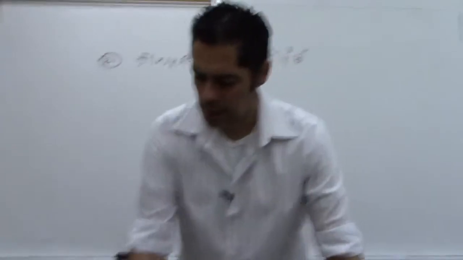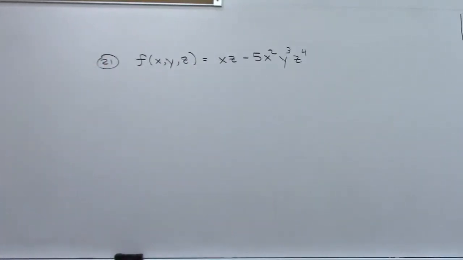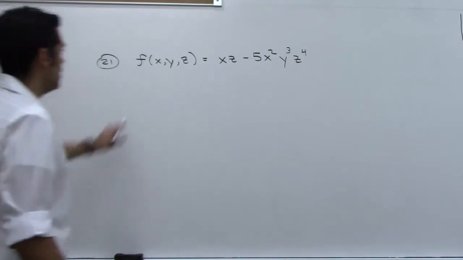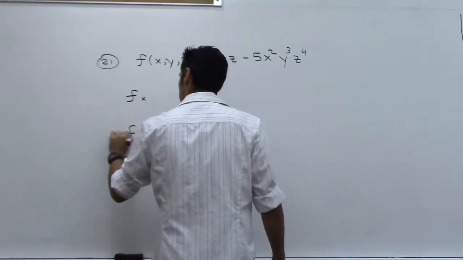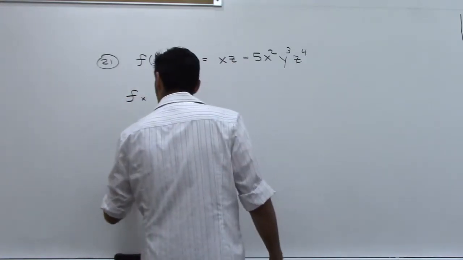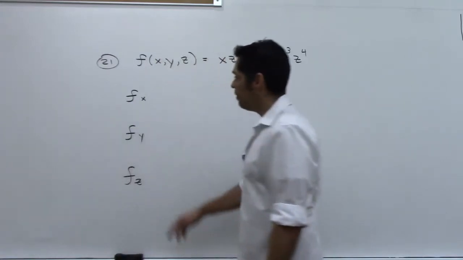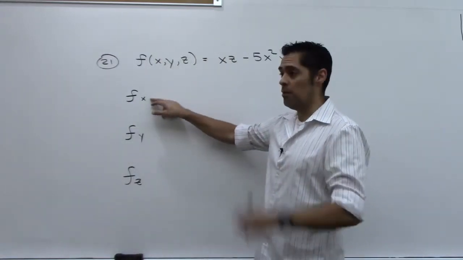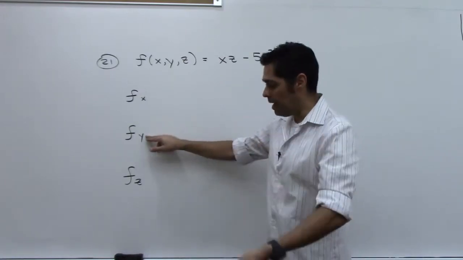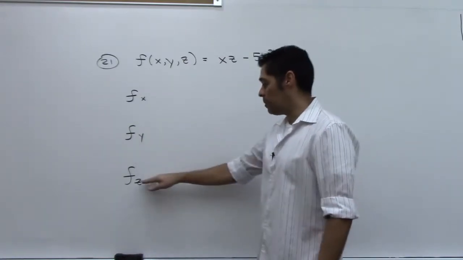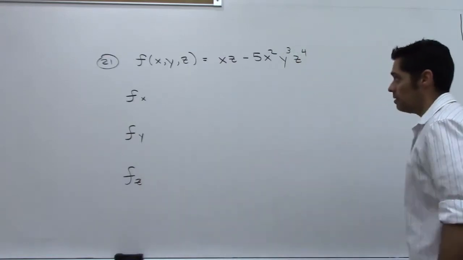So first of all, what are the possible partial derivatives? What are the things that we can find? Well, since there's 3 variables now, we can find the partial with respect to x, partial with respect to y, and the partial with respect to z. If we find the partial with respect to x, we treat y and z like constants. Partial with respect to y, we treat x and z like constants. Partial with respect to z, we treat x and y like constants.